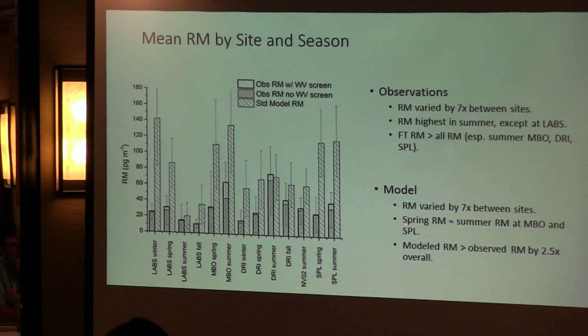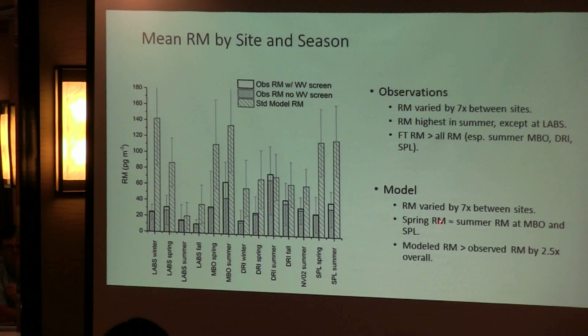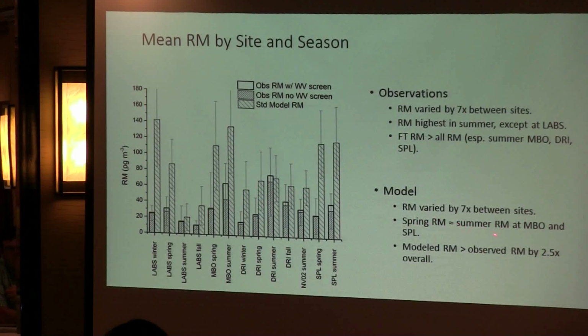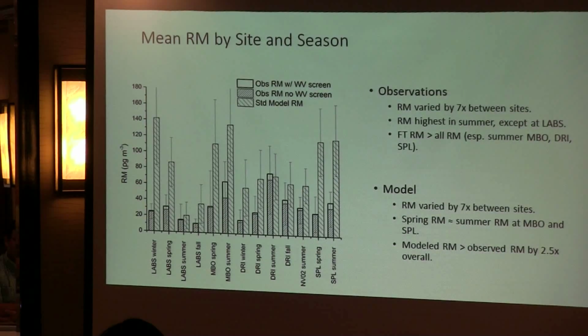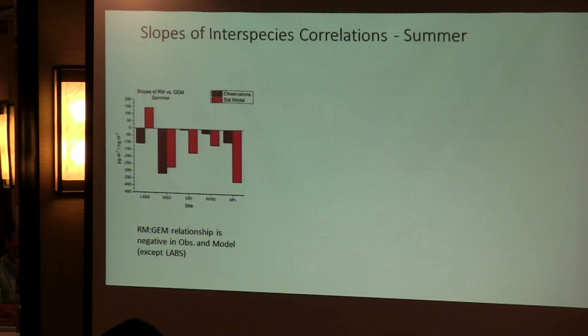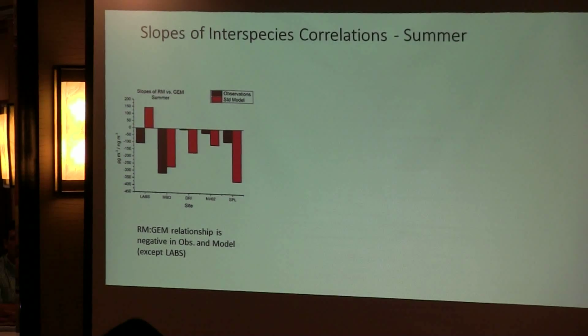It was much higher for the free tropospheric data set, especially in the summertime at Mount Bachelor, DRI, and Storm Peak. In the model, there wasn't much of a seasonal cycle predicted for reactive mercury. The springtime reactive mercury was about the same as the summertime reactive mercury, especially at Mount Bachelor and Storm Peak. And then looking at the absolute magnitude, the modeled reactive mercury was greater than the observed reactive mercury by about a factor of 2.5 overall. Okay, but as I said, the absolute comparison was not really the focus of the paper.